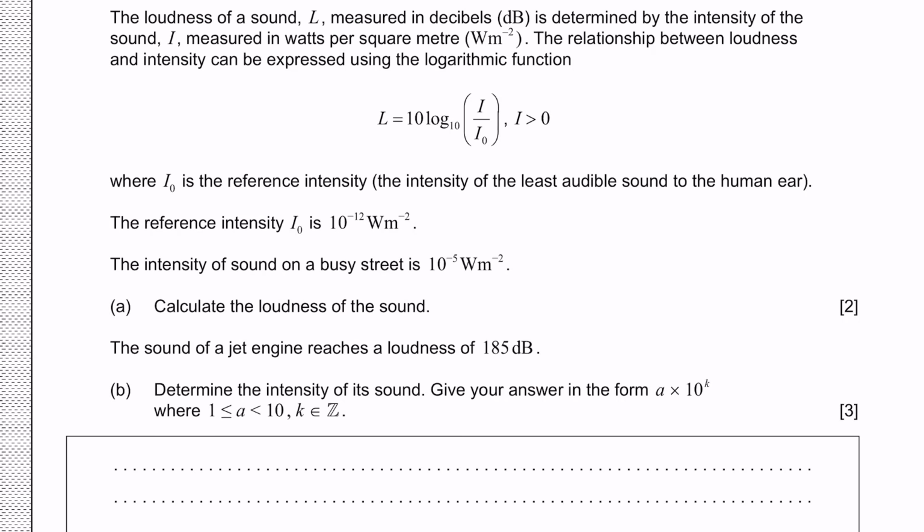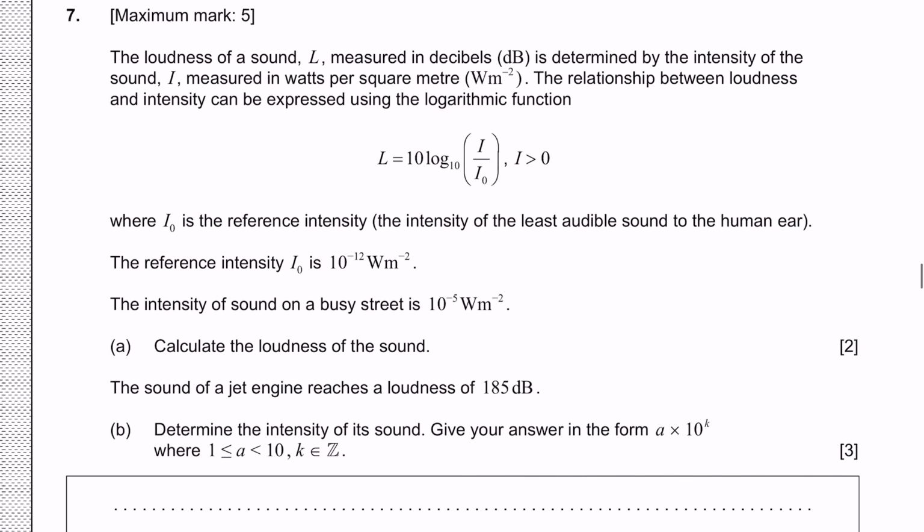So let's see what we're asked to find. We're asked to find the loudness of the sound. So L right here. We have two variables, I and I naught. I naught is 10 to the negative 12. This is the reference intensity. So we know this value, and we know the intensity of sound on a busy street. What is the loudness of the sound on the busy street? That's given by I, the intensity of the sound. This I is equal to 10 to the negative 5. With these two variables, we can substitute, and then simply solve for L.